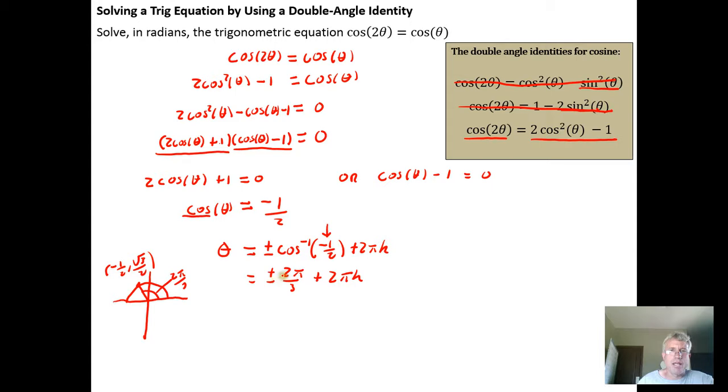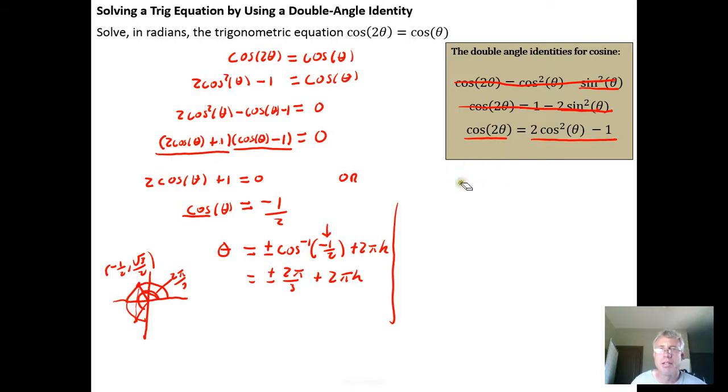Notice if we took the negative 2 pi over 3 and added 2 pi to it, we would get the angle down here in quadrant 3. We would get this angle reflected into this position, and we would get this guy right here. So the other one, we want to solve this other guy. I'm going to rewrite him.